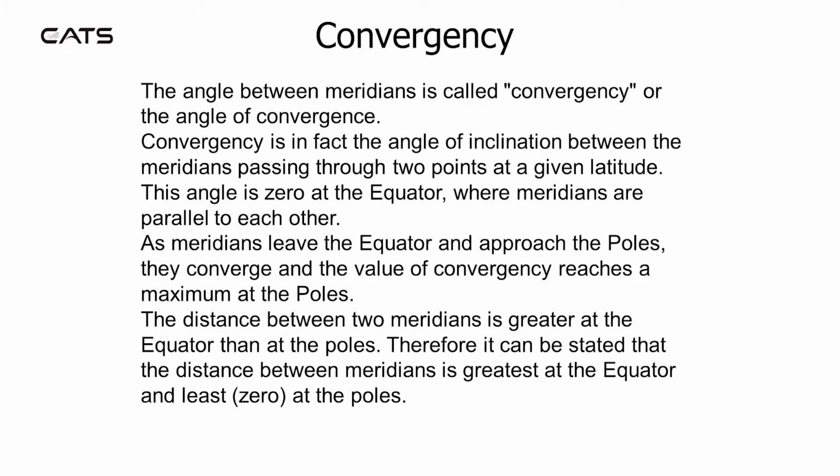Convergency. The angle between meridians is called convergency or the angle of convergence. Convergency is in fact the angle of inclination between the meridians passing through 2 points at a given latitude. This angle is 0 at the equator, where meridians are parallel to each other. As meridians leave the equator and approach the poles, they converge, and the value of convergency reaches a maximum at the poles. The distance between two meridians is greater at the equator than at the poles. Therefore, it can be stated that the distance between meridians is greatest at the equator and least, 0, at the poles.